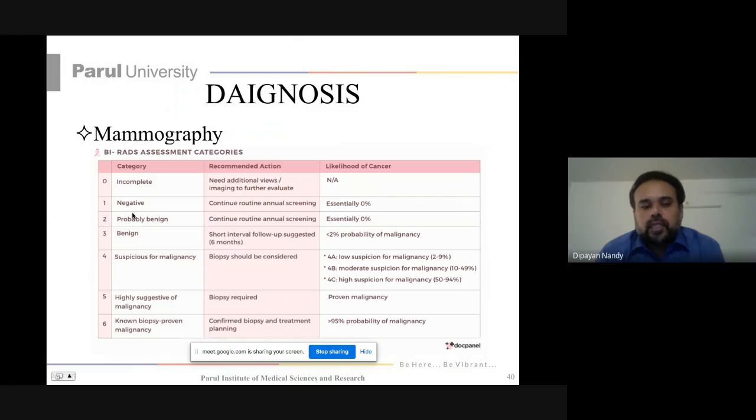Basically, what we need to realize is that 4, 5, 6 are usually the ones which are very high for malignancy, and any patient who reports with a BI-RADS grade 4 onwards should always be investigated and treated as a malignancy unless proved otherwise. The mammography, as I said, is usually the first and the most important step for diagnosis of a breast cancer.